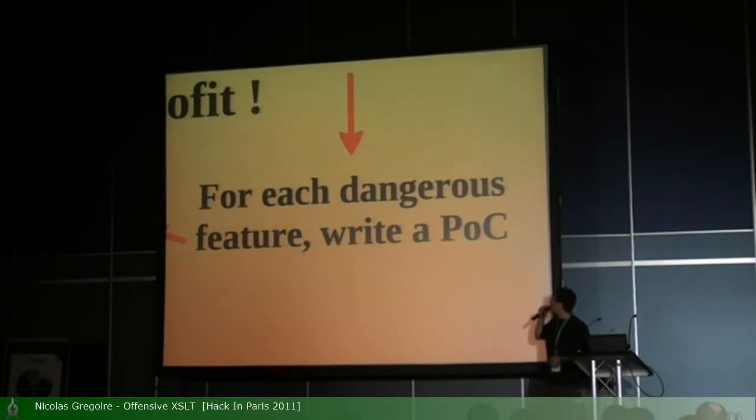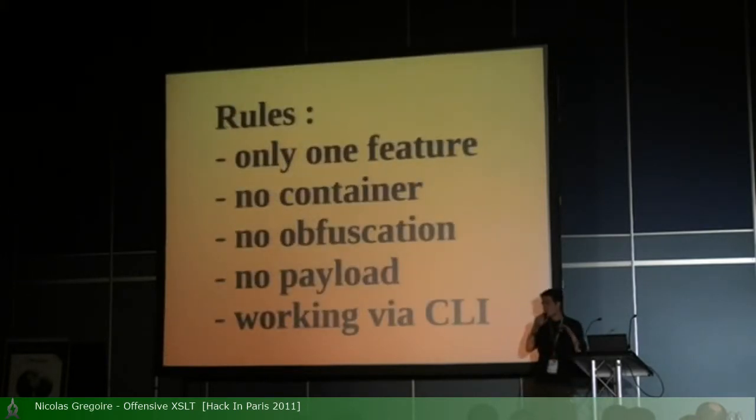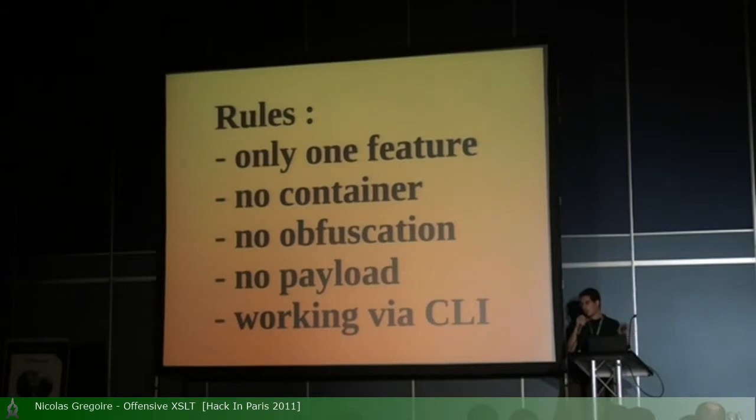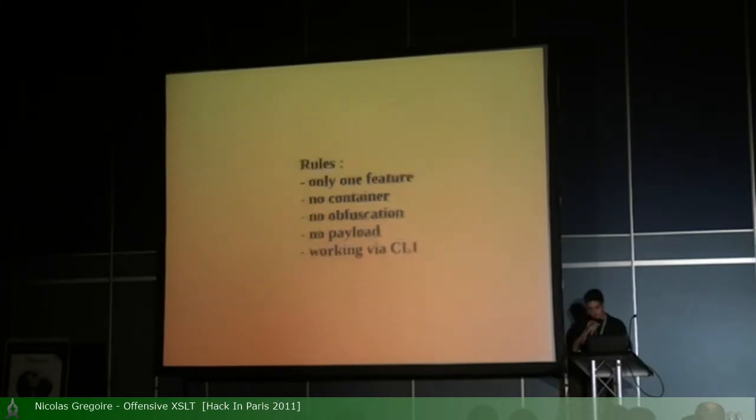So we need a POC. We have some very basic rules. Only one feature by file. No container, just a simple XML processing instruction. No obfuscation, no payload, and working in command line. We really need something easy to reproduce. So that's the proof of concept.